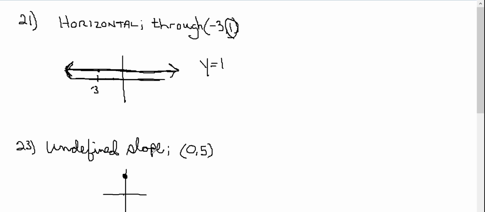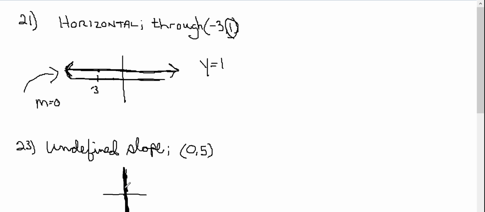And an undefined slope. What does undefined mean? What kind of slope is it? Well, the slope of a horizontal line is 0, where m equals 0. But an undefined slope is a vertical line. And it's going through this point here at 0, 5, a vertical line.